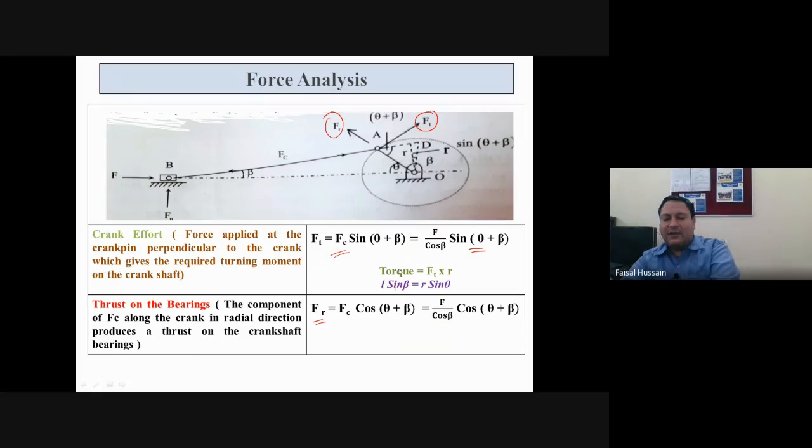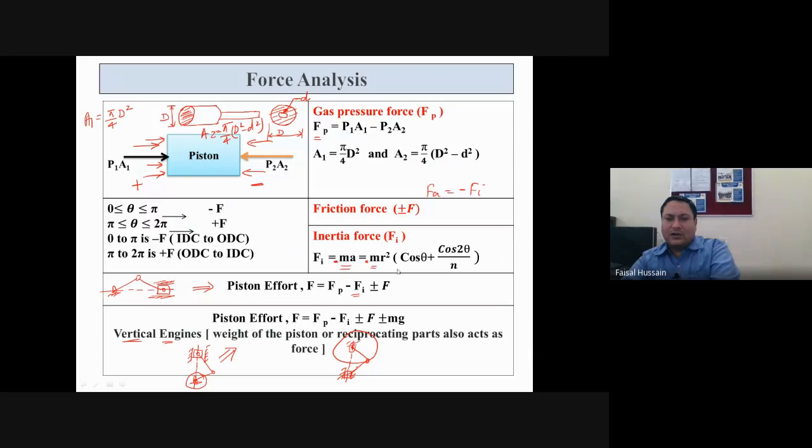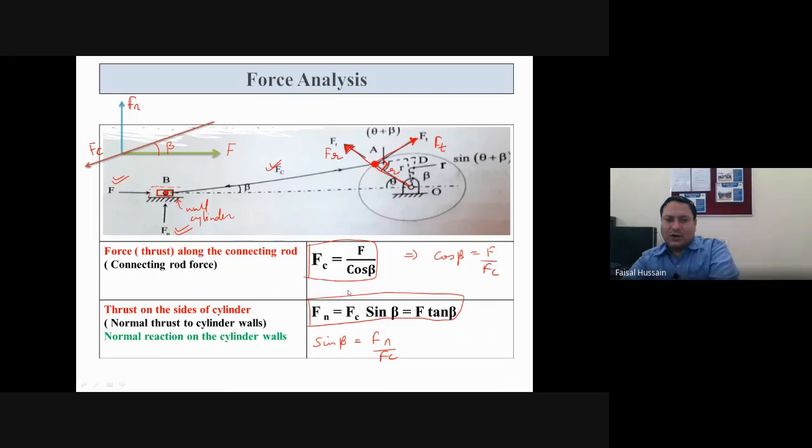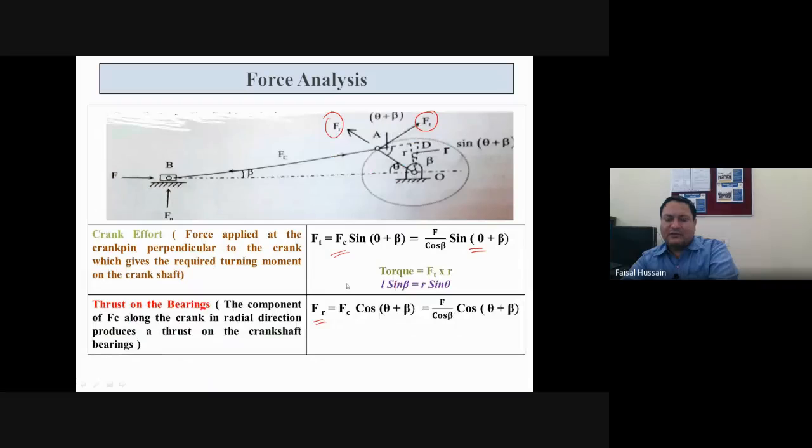Please note it very carefully: if a student is capable of understanding this analysis, or if the student has gone through this study, piston effort, connecting rod, normal thrust, crank, thrust bearing, only these three slides, you are capable to solve the dynamic force analysis problems which have come in your GATE exam of previous 20 years. From 2020, go back 20 years, whenever they came, you can solve it.